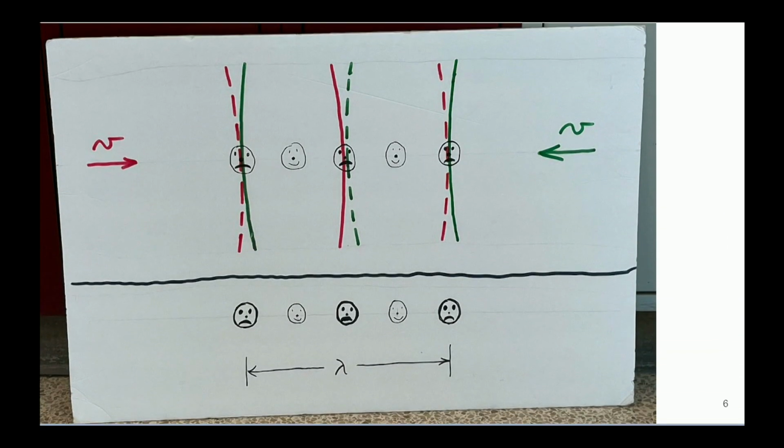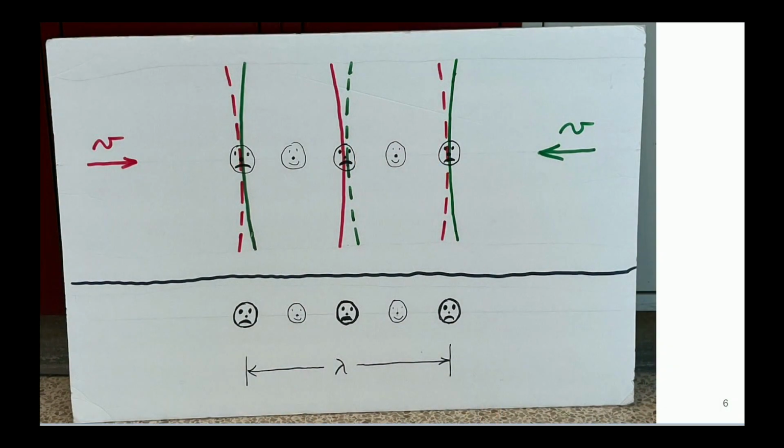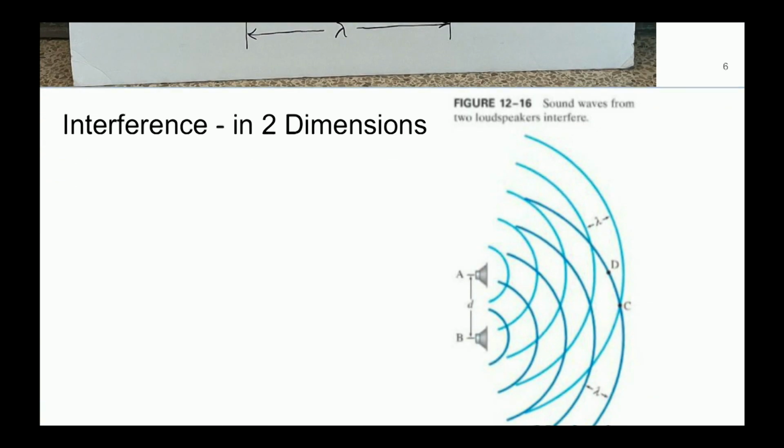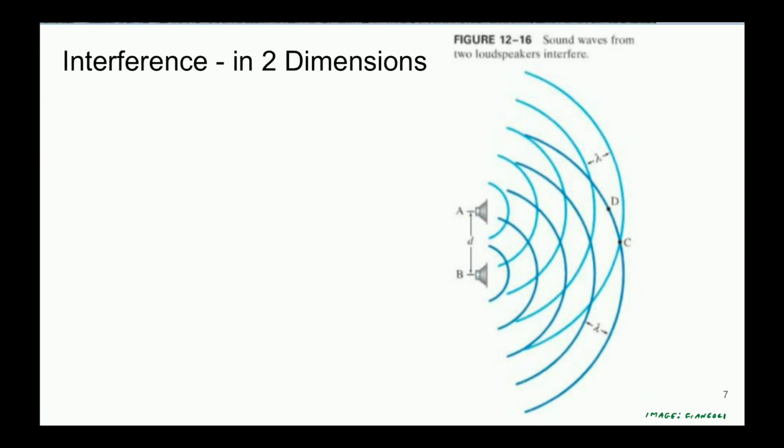If you think about it, and I encourage you to do this exercise, though I will not do it for you here, the distance between two frowny faces, which by the way you would perceive as total silence in real life, is half a lambda. So here's the picture. You can analyze it if you like and convince yourself that that is true. Okay? This can happen in two dimensions too. This is from the Giancoli textbook.